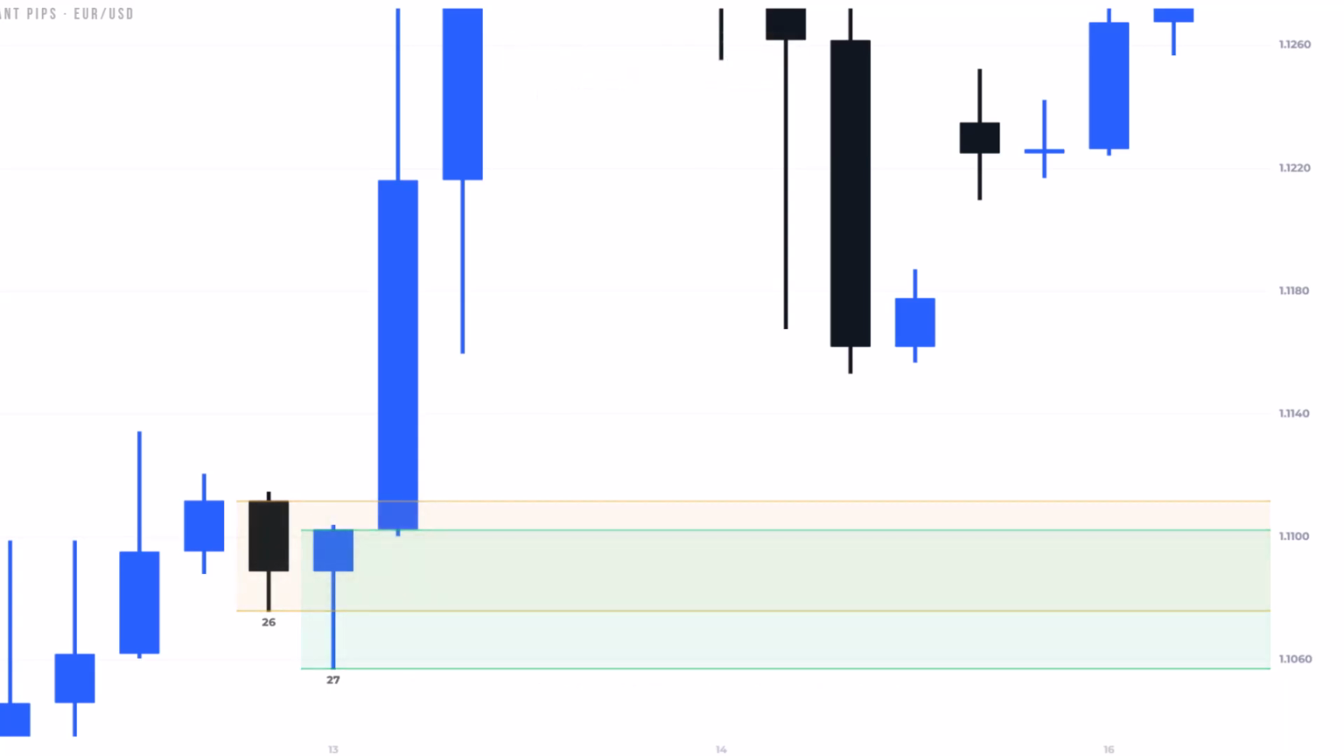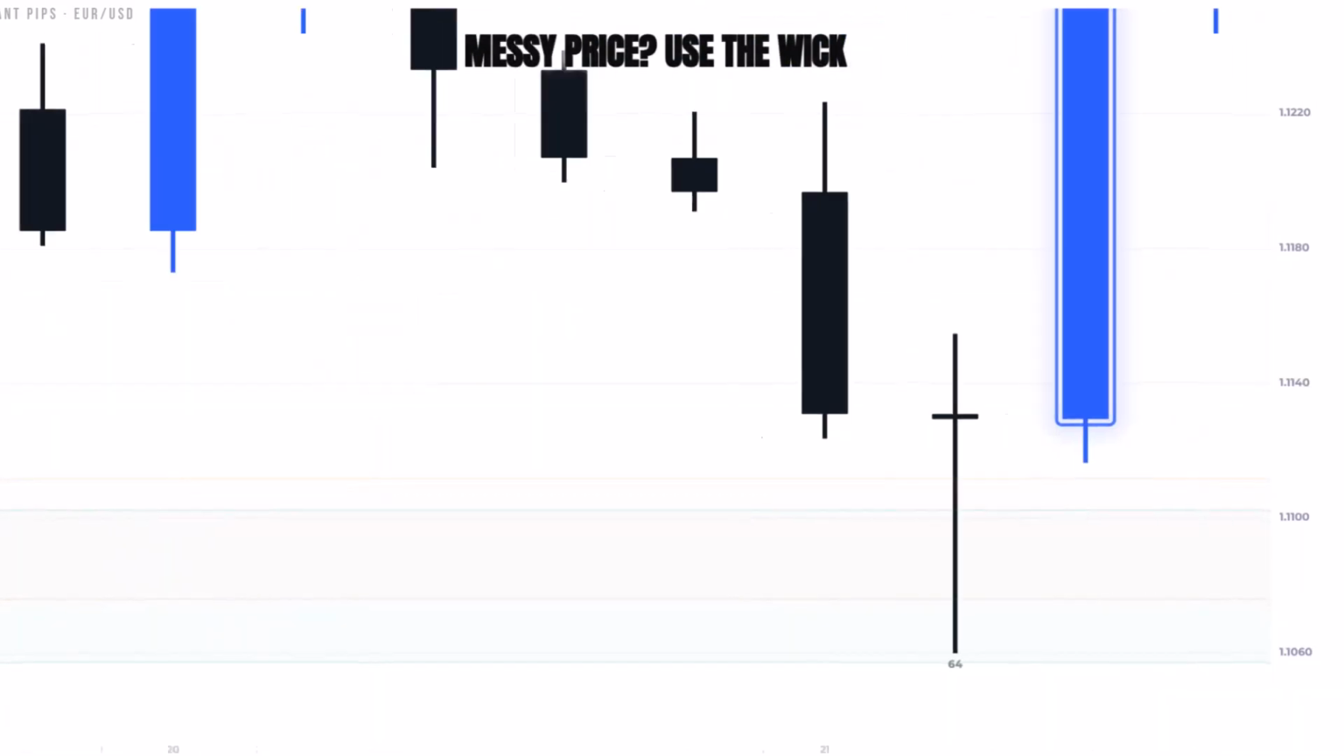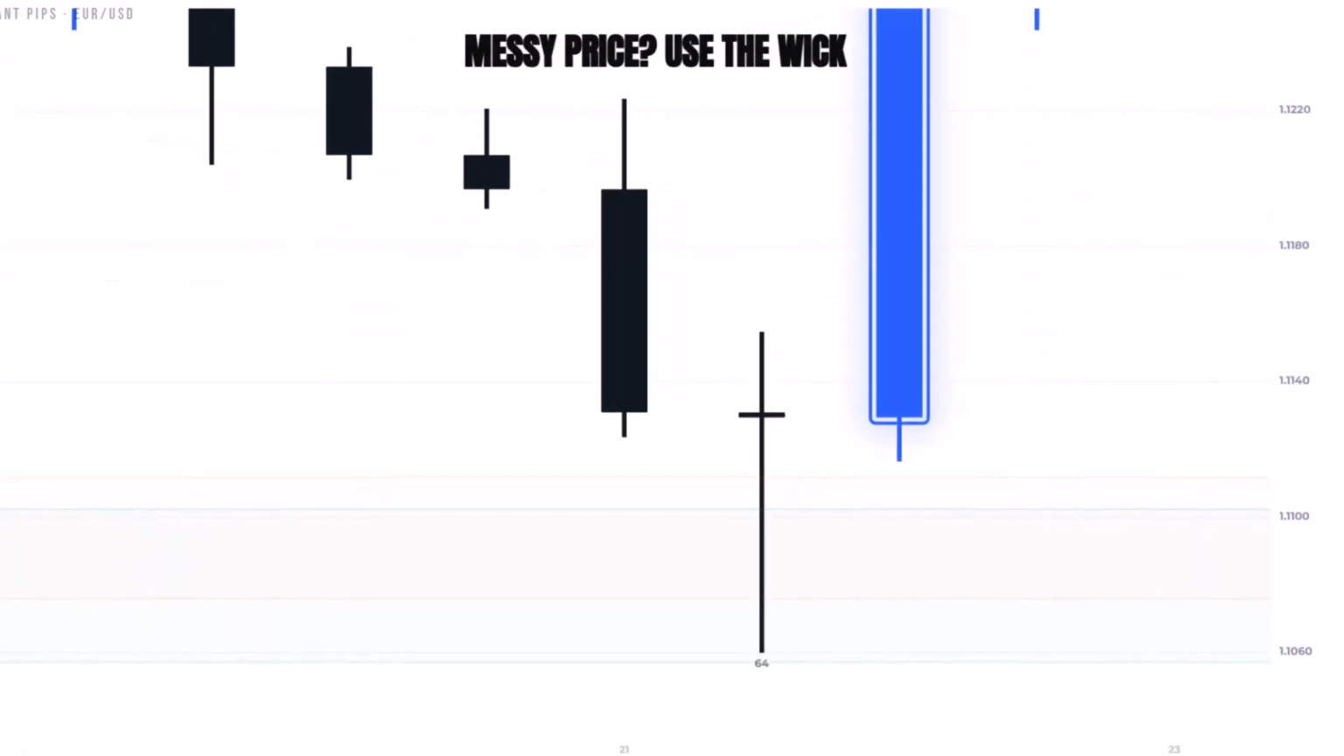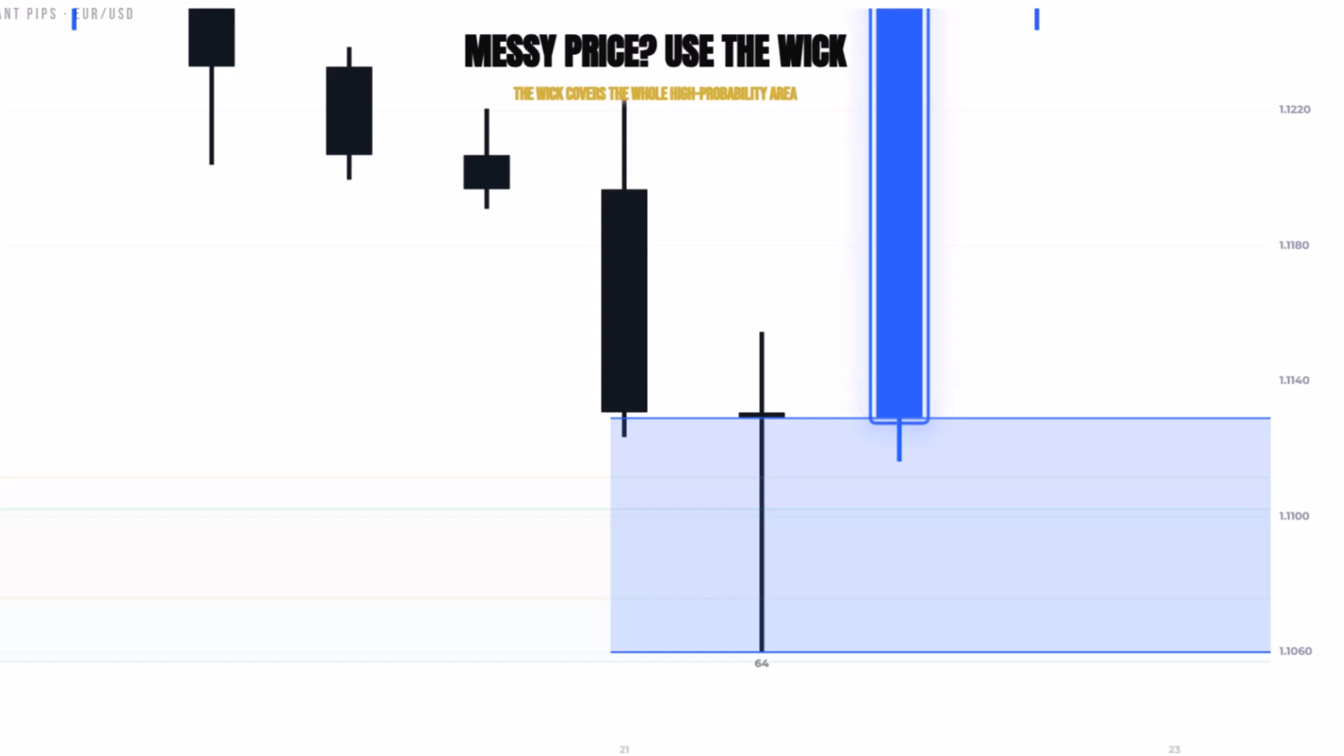And here's a practical little tip for messy price action. Sometimes the candles are so choppy and ugly that no single candle gives you a clean zone. In those situations, use the wick of the move. A big wick will usually cover the entire range where the reaction happened, so marking that whole wick gives you a high probability area to trade from. Don't sit there trying to force a perfect textbook zone onto price that just isn't cooperating with you. Use the wick to capture the real reaction and move on.